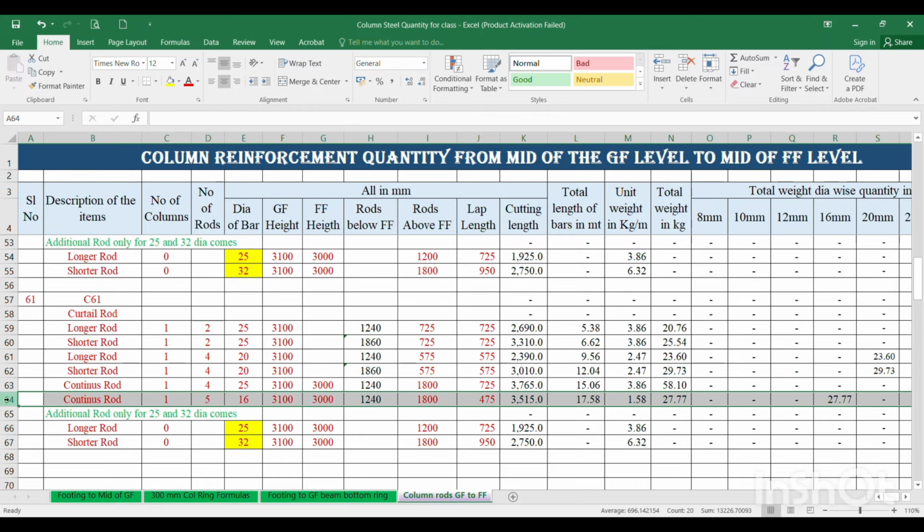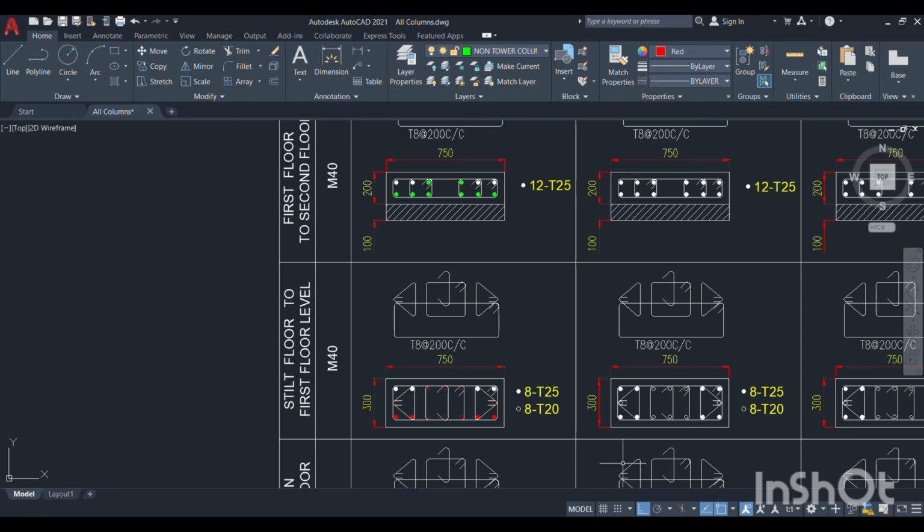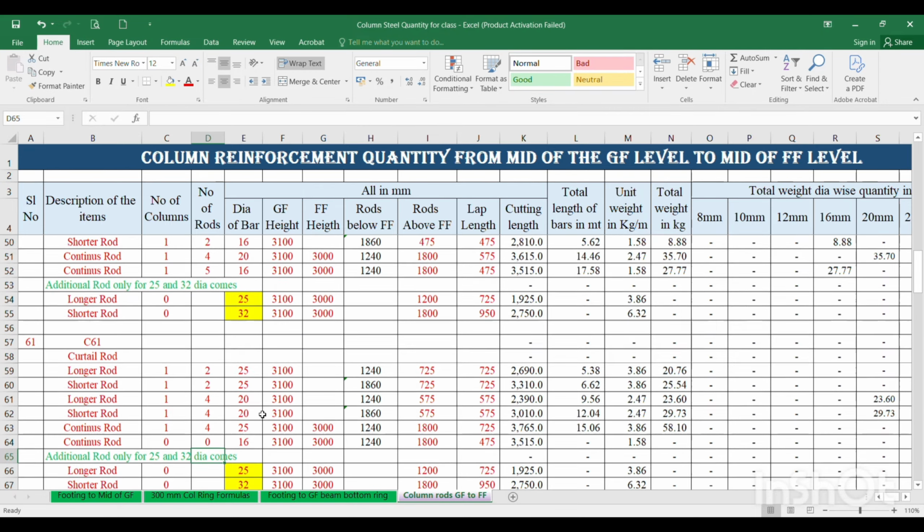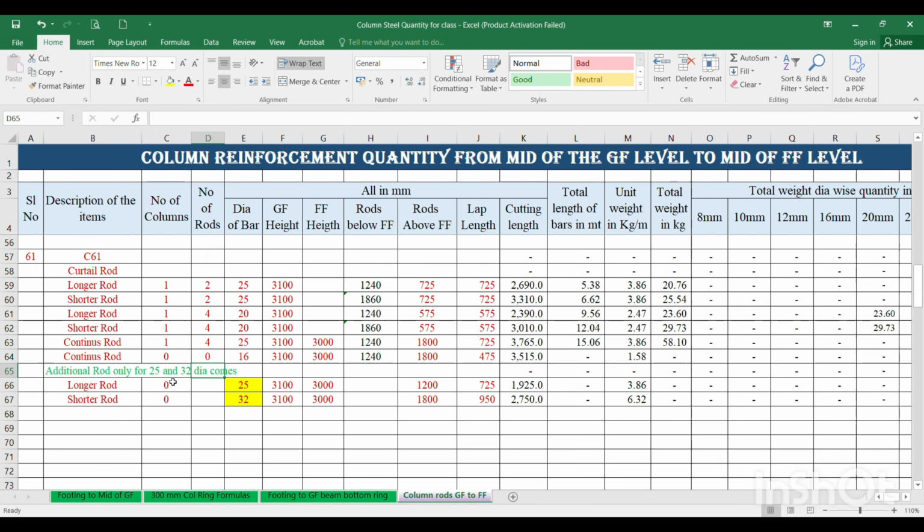Next, is there another continuous rod? There is no more continuous rod over here, so make this 0. Make this 0. The number of rods and number of columns, make it 0 over here. Next, here are the additional rods, only for the 25 and 32 dia that you have written, no?